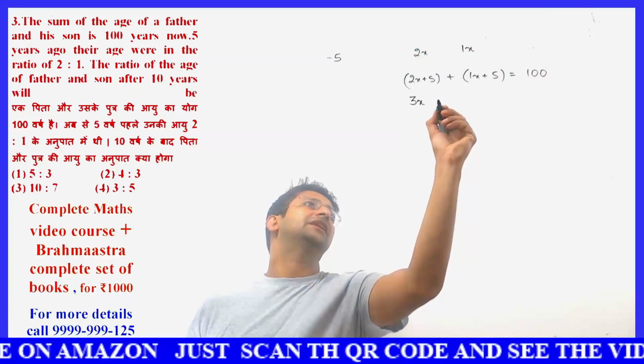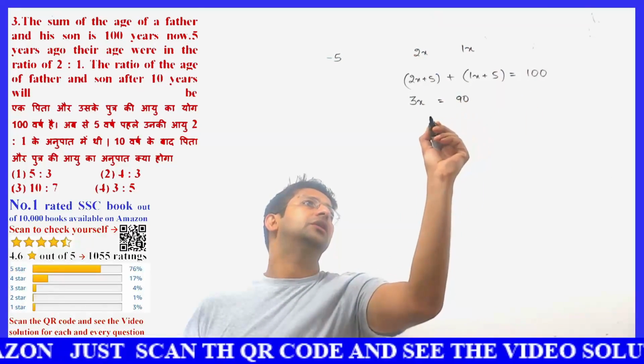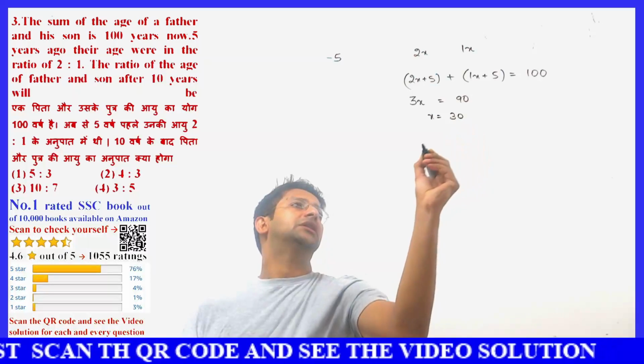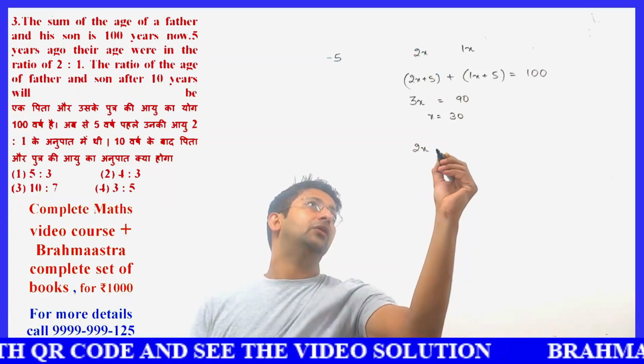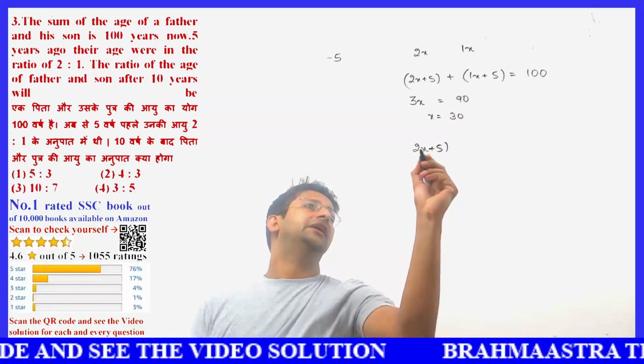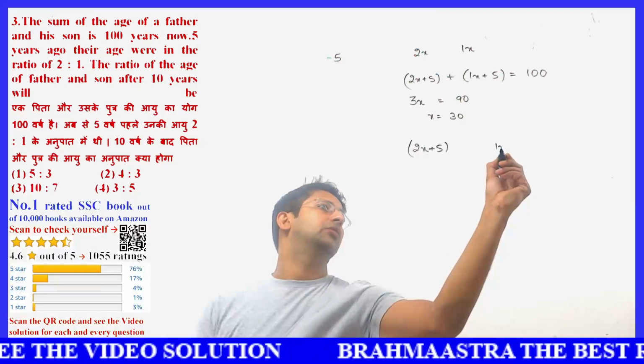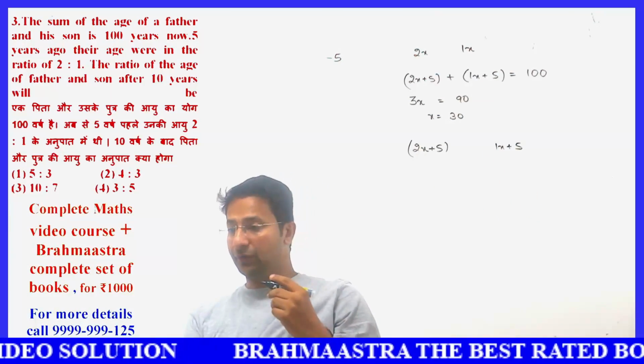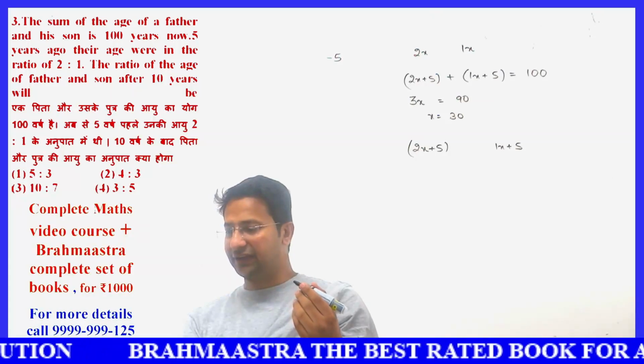3x plus 10 is equal to 100. That means 3x is equal to 90, so x is equal to 30. So this is the age of father right now, and this is the age of son right now. What will be the ratio of their ages, father and son, after 10 years?